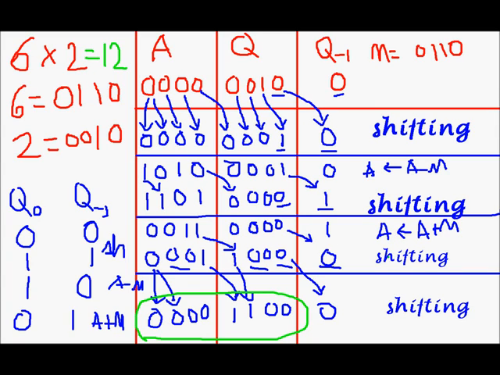We saw new Q0 and Q minus 1 values. They were 0 and 0, so we again shifted. We performed 4 steps because we had 4 bits. And in our last step, the combined result of A and Q gave us the answer.